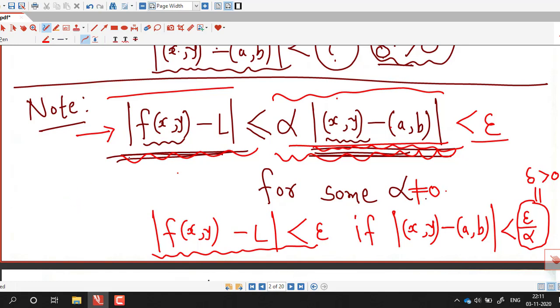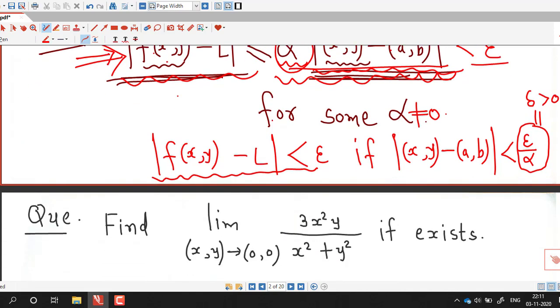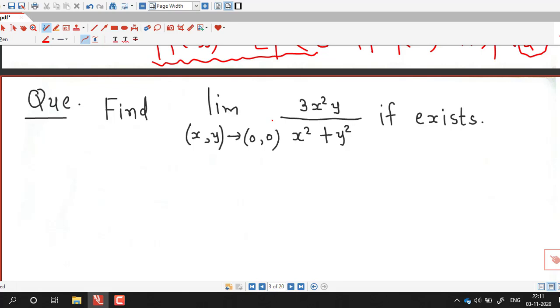So for examples, we will try to show that the distance between f(x, y) and L is less than or equal to alpha times the distance between (x, y) and (a, b). And if we are able to prove this inequality, our delta will be epsilon divided by this constant alpha, which is non-zero. So let us try to understand how to prove the limit.